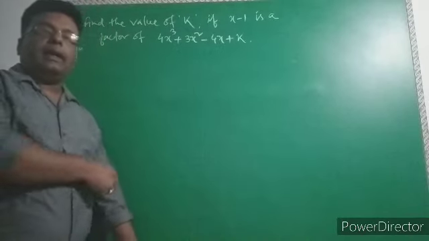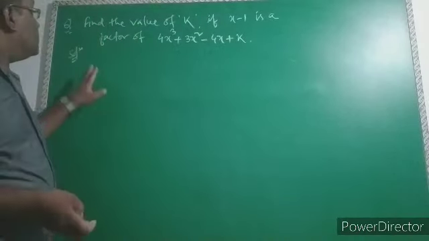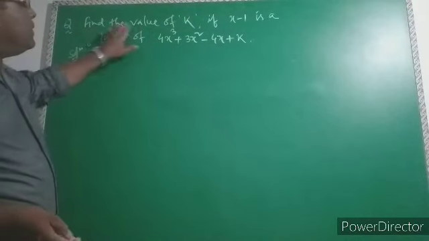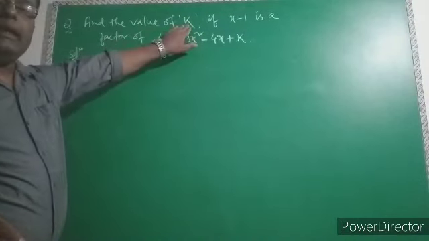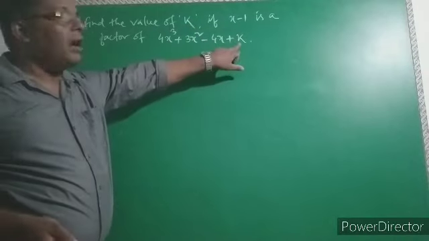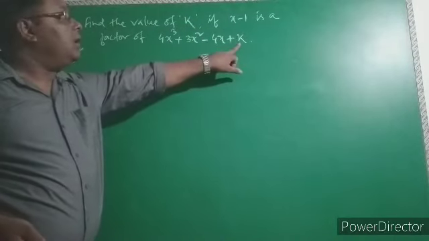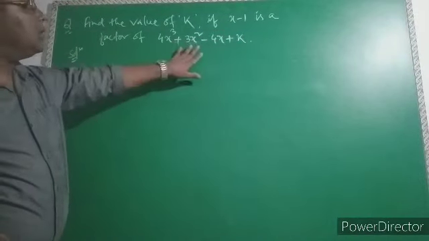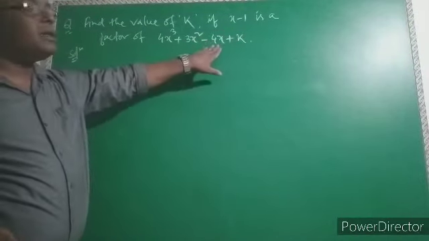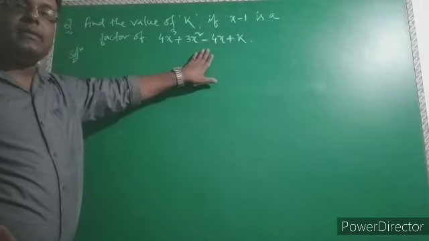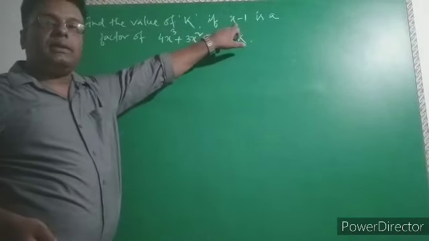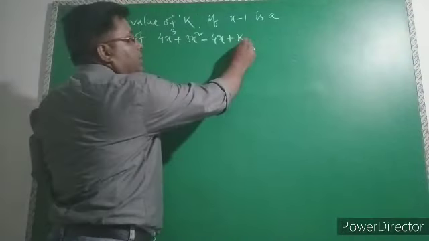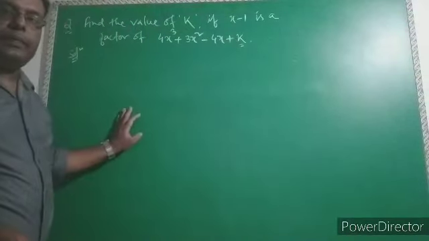Next, we take another example where we will use the factor theorem. Find the value of k, that is, k is a constant or unknown given in the polynomial, if x minus 1 is a factor of 4x cube plus 3x square minus 4x plus k. That is, a polynomial is given, and x minus 1 is a factor of the given polynomial. Now we have to find the value of k here.